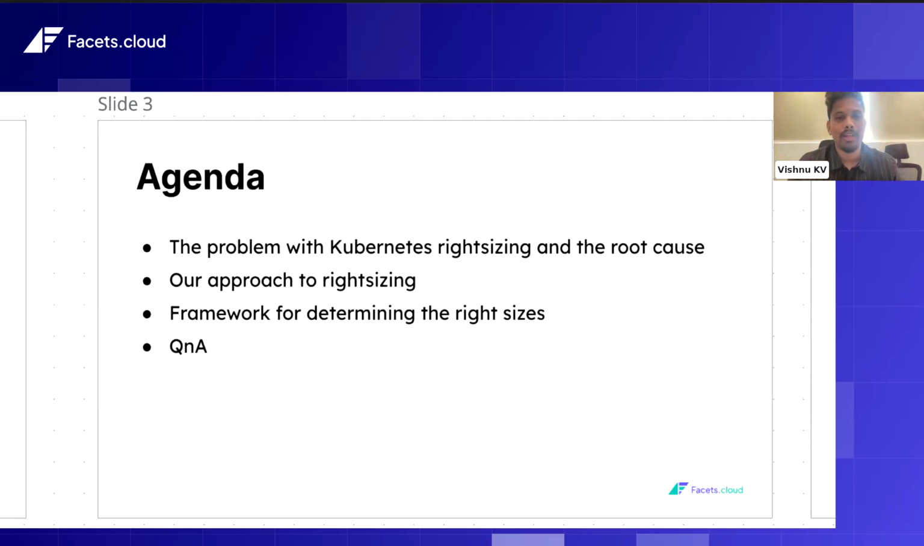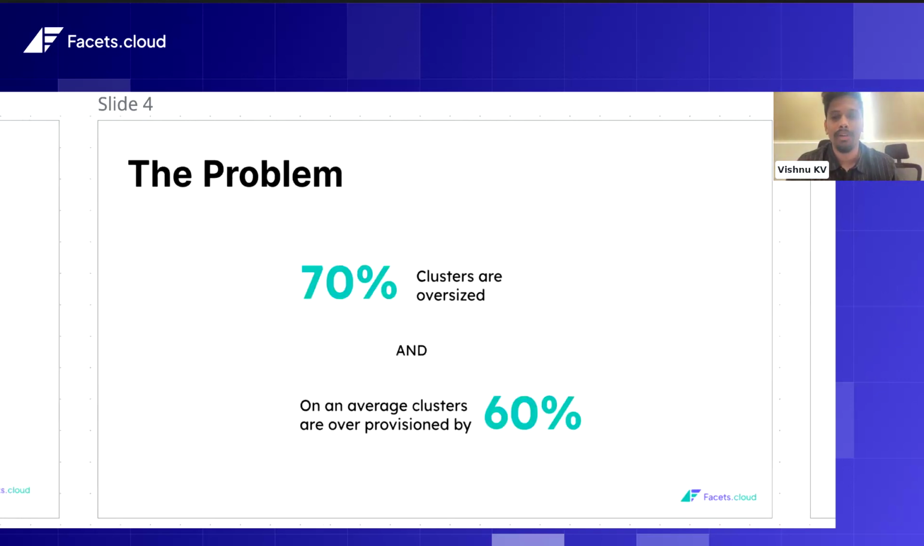So the problem. We all know we are in this webinar because we know the problem exists and the problem is real. From our statistics, over 70% of the clusters running right now are oversized. And the staggering number is that the average cluster is over provisioned by 60%. If I say that in a given cluster there are 10 nodes running, out of that 4 nodes are only being utilized the right way, and the rest 6 are underutilized or not utilized at all, and it is burning money. So we know the problem, and these numbers point us in the right direction, saying that this needs to be fixed.